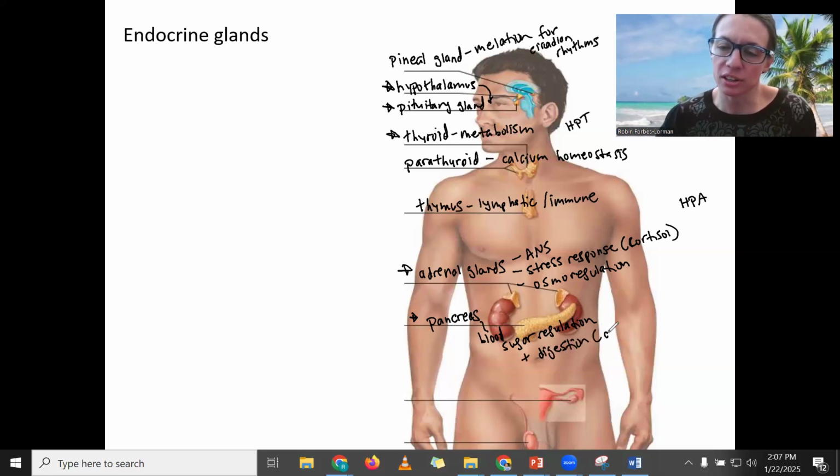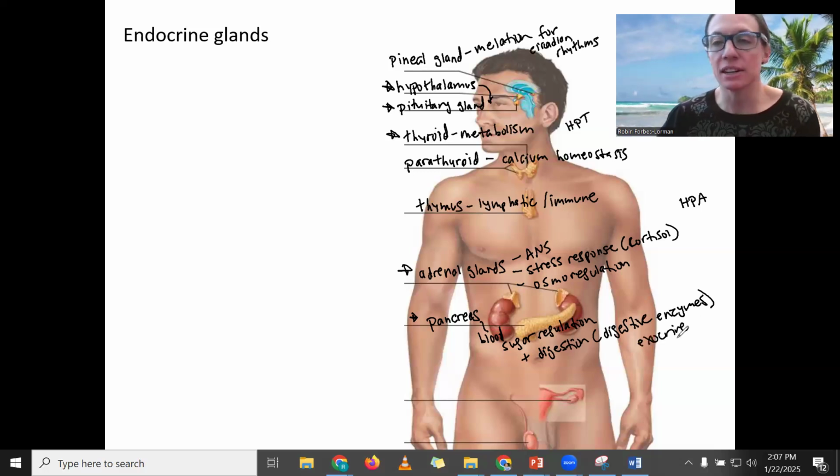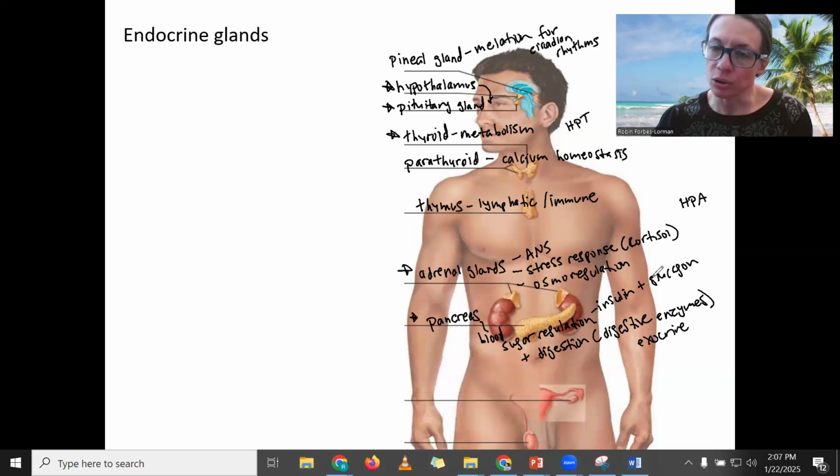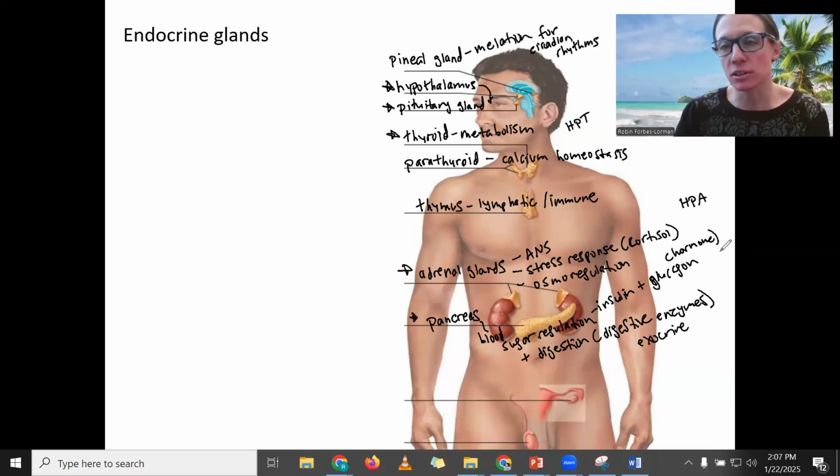So digestion, these enzymes are exocrine. They're secreted into the digestive system. We'll come back to that in the digestive unit. Blood sugar regulation, this is insulin and glucagon. These are hormones. Endocrine. So it has both functions. We'll look at the pancreas to distinguish that a little more.